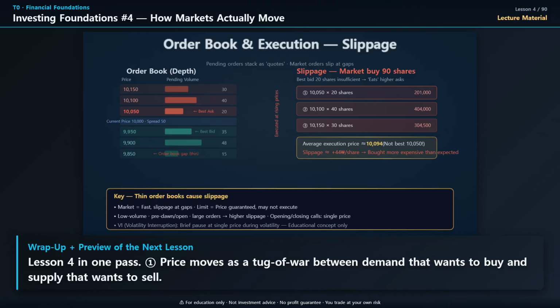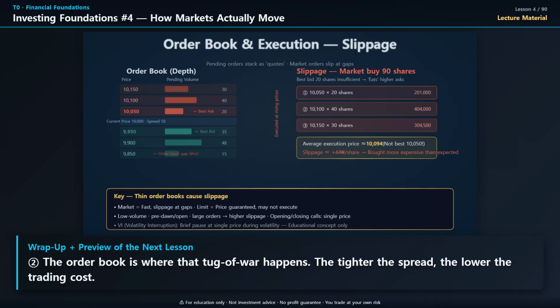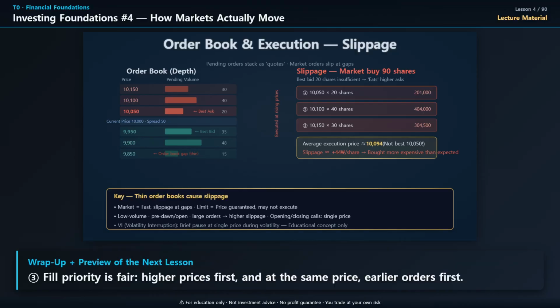Lesson 4 in one pass. Price moves as a tug-of-war between demand that wants to buy and supply that wants to sell. The order book is where that tug-of-war happens. The tighter the spread, the lower the trading cost. Fill priority is fair. Higher prices first, and at the same price, earlier orders first. Low liquidity makes selling hard. Keep highly liquid assets ready for emergencies.